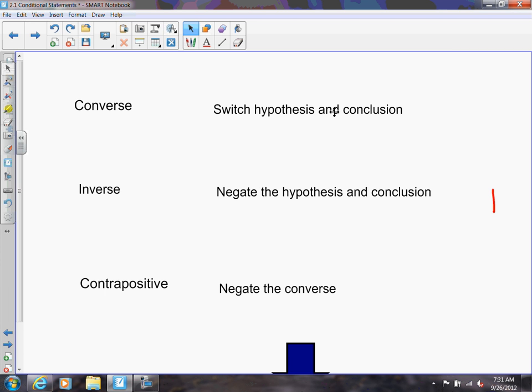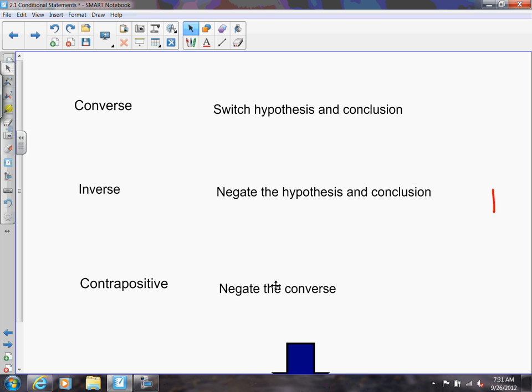So for example, if we went back to the Burrows game, if the Burrows win tonight, then they played. It doesn't quite make sense, but you could tweak it a little bit to make it work better. The inverse would be you just negate the hypothesis. So if the Burrows did not play tonight, then they did not win.